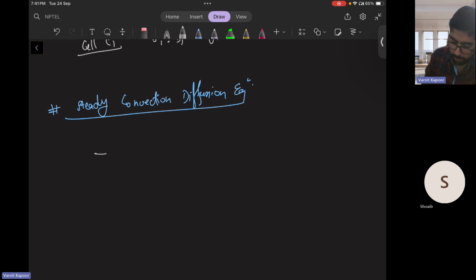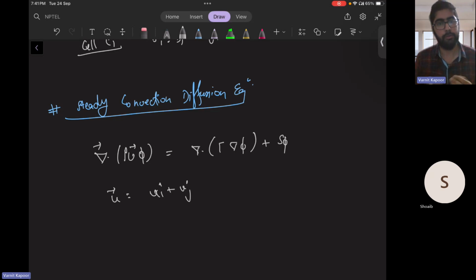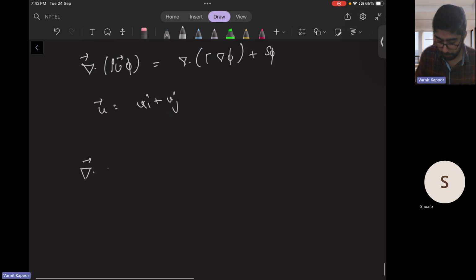So we know the equation looks like del dot rho u phi. This is your convection term. Del dot gamma del phi. Where u is nothing but the velocity vector u i cap plus v j cap. So we'll assume so far that u is known to us, although it is an unknown. All right. So we will integrate this equation because we are dealing with FVM. Integrate over the control volume.